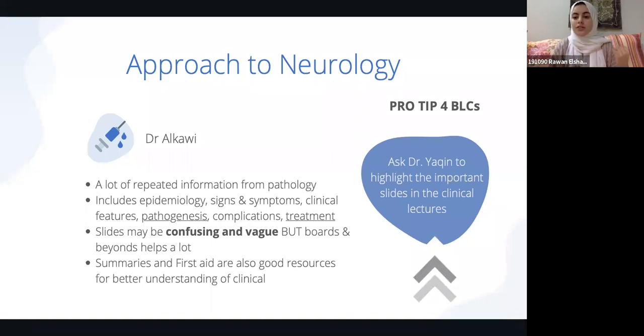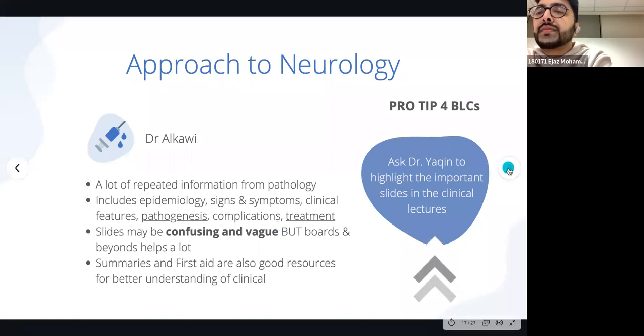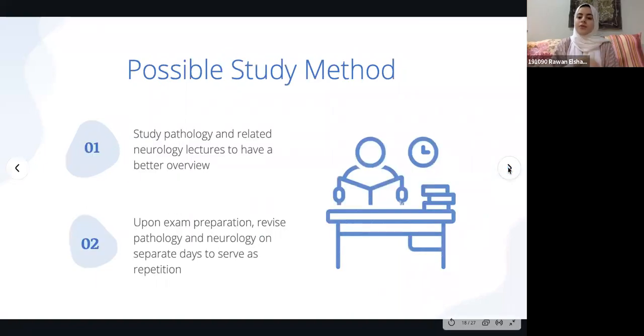In pathology, pathogenesis is obviously covered, and treatment is obviously covered in pharmacology. The thing with neurology is that it mentions some treatment that can be way too detailed. It's something for someone who's a consultant or in residency. That's why the slides that Dr. Yaqeen removed were mainly treatment related slides, because they were really detailed.